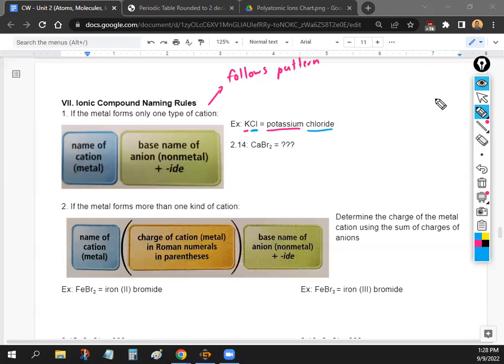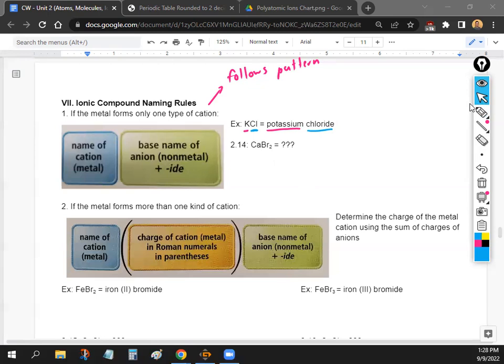All right. So I will give you guys 1 minute. Try doing CaBr2. I will give you a heads up. It doesn't matter how many anions there are. There could be 50 bromines. You still follow the same naming method. Okay, so the number doesn't change the naming rules.